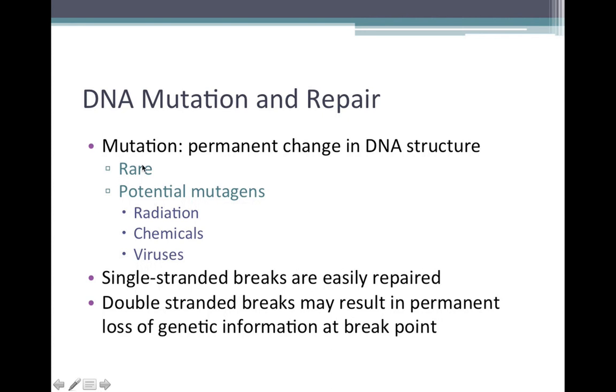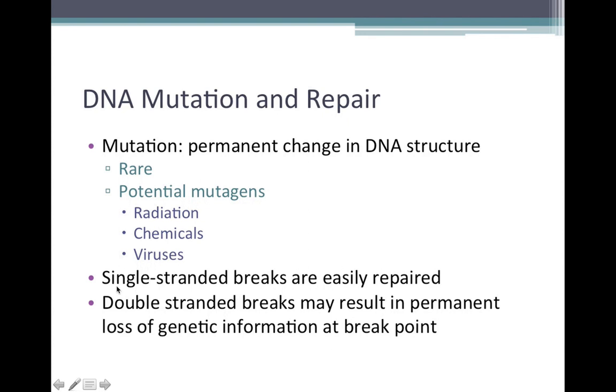But mutations in humans are pretty rare. It's about 1 in a million base pairs, or 1 in a million nucleotides that are copied, that end up being some sort of mutation. Now, there are some potential mutagens, though, like getting exposed to radiation, certain chemicals, and viruses, which can increase the rate of mutation formation and can make someone more susceptible to something like cancer or congenital malformation.